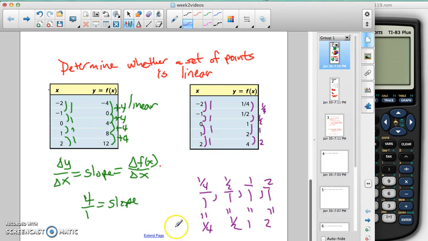Now these are not the same, so since they're not the same, it's going to be not linear, because our slope, our rate of change, is not going to be the same. So that's just a review. That's looking at a few examples in the book.